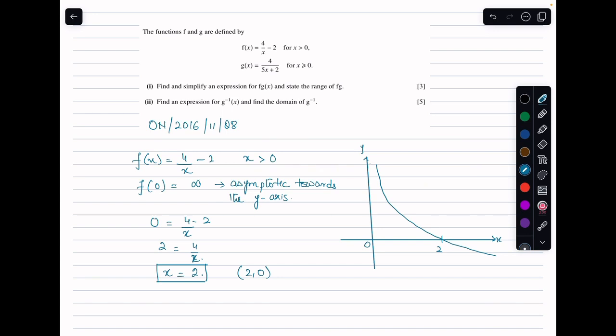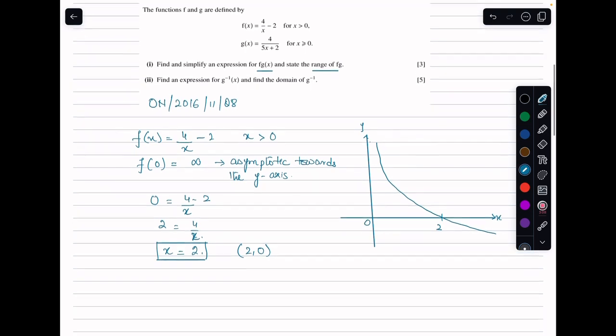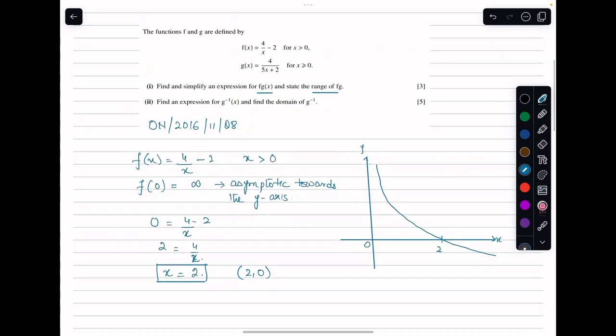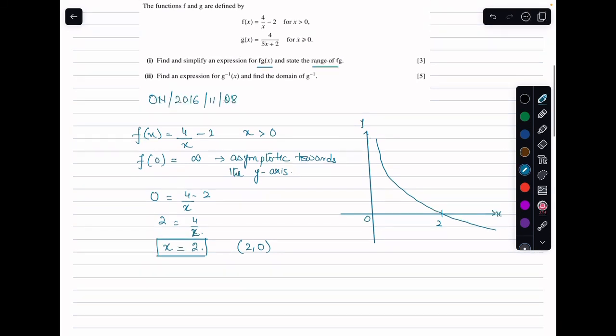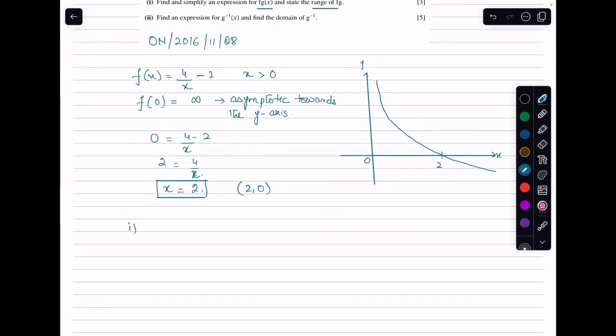Now the question says find and simplify an expression for fg of x and state the range of fg. Now I'm starting the question. My f of x equals 4 by x minus 2 for all x values greater than 0. And I have the function g, which equals 4 over 5x plus 2, for all x values greater than or equal to 0.